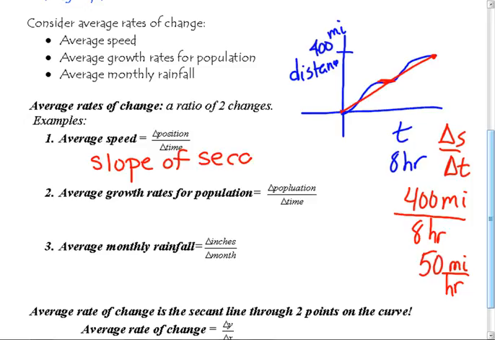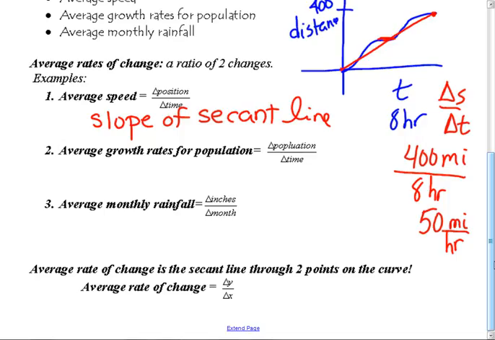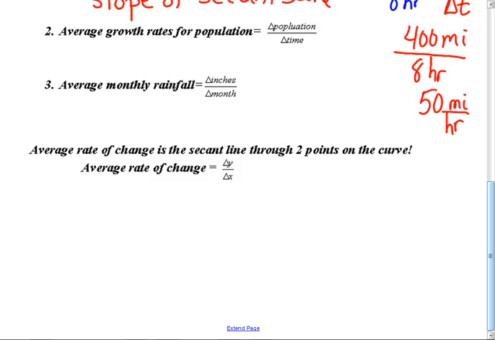It does get confusing. If I want my average growth rate, I take the total population divided by the total time. And if I want my average monthly rainfall, I take the total amount of rain in inches divided by the months. Right here, average rate of change is the secant line through the 2 points on the curve. It's just slope. So you've been doing this for a long time, anytime you drive in your car.